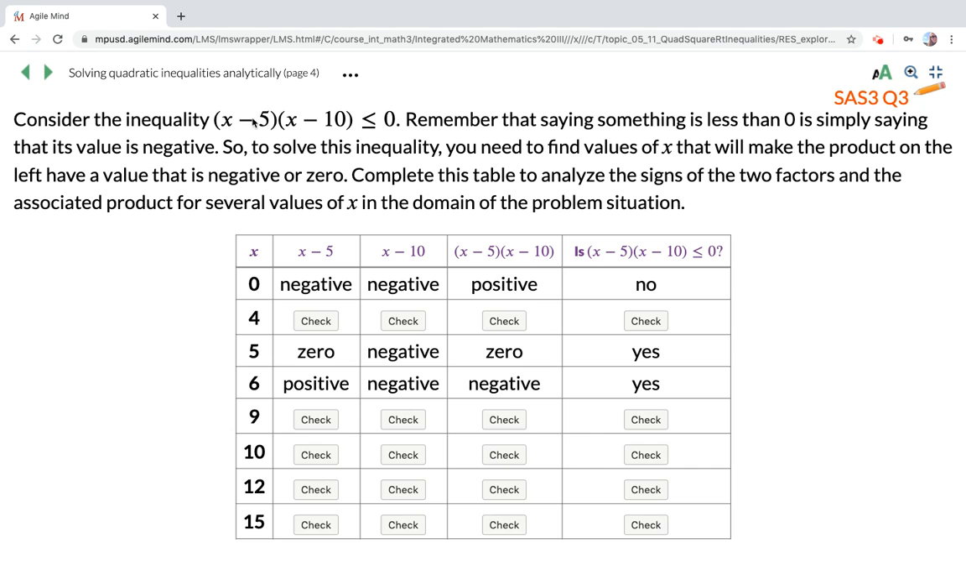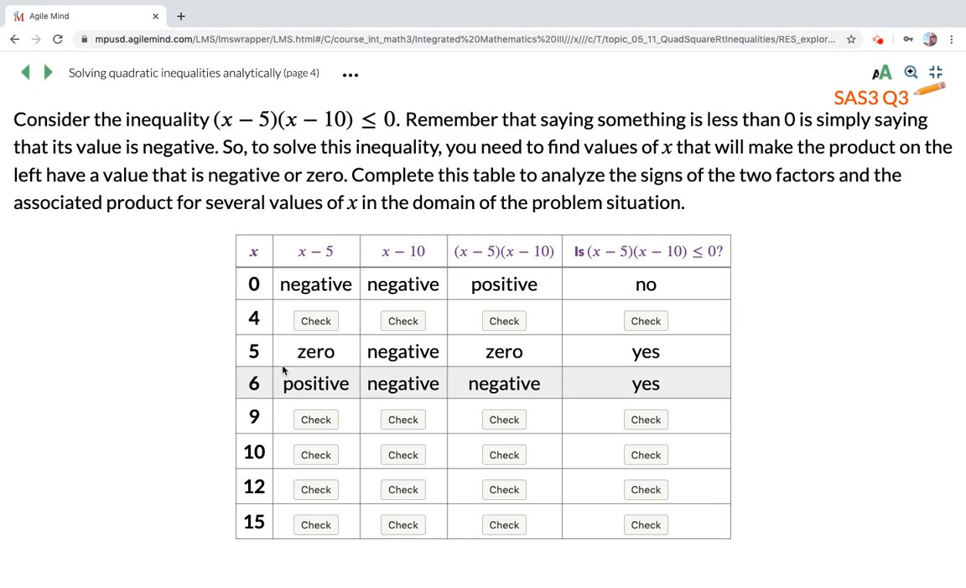So fine, if I plug in, say, 0, 0 minus 5 is going to give me a negative answer. If I plug in a 0 here, 0 minus 10 will also give me a negative answer. But notice how they're being multiplied together. So that means that negative times a negative will give me a positive. The only thing is we want it to be less than or equal to 0, not greater than. So no, 0 cannot be a solution.